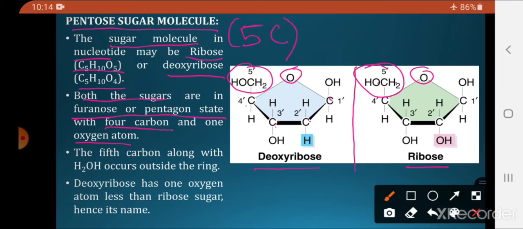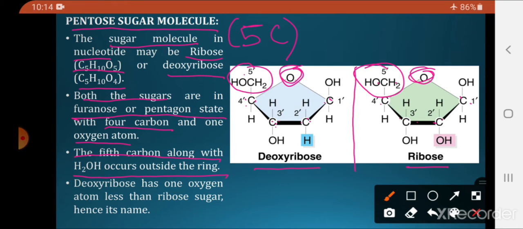Of the 5 corners, 4 are occupied by carbon. Here you can see in both the sugars, 4 are occupied by carbon. 1 position is occupied by oxygen and the remaining 1 carbon occurs outside the ring along with the H2OH molecule. The 5th carbon along with H2OH occurs outside the ring.